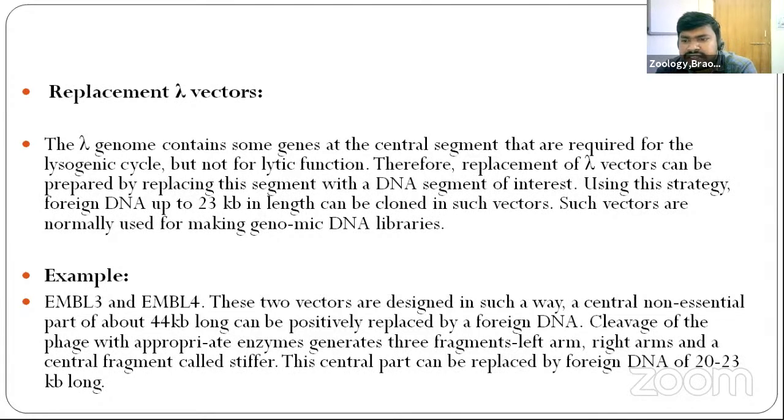These two vectors are designed in such a way that a central non-essential part of about 44 kilobases can be positively replaced by foreign DNA. Cleavage of the phage with appropriate enzymes generates three fragments: left arm, right arm, and the central fragment called the stuffer. This central part can be replaced by foreign DNA of 22 to 23 kilobase pairs.